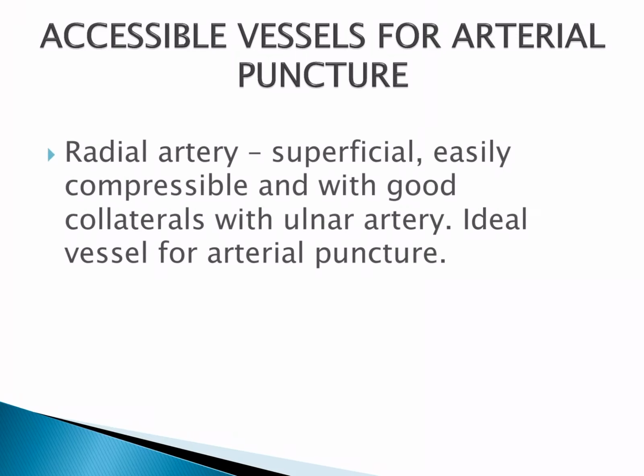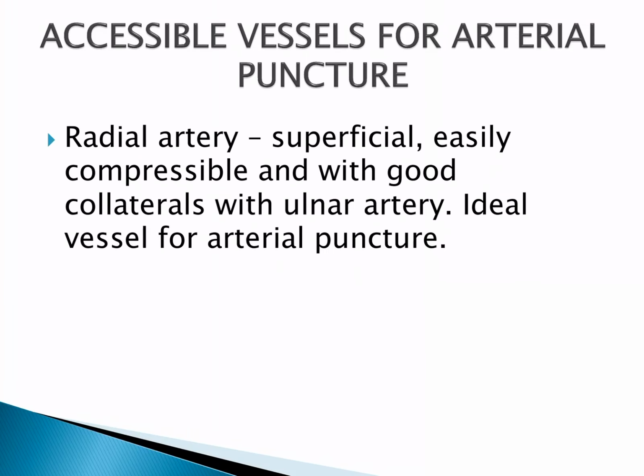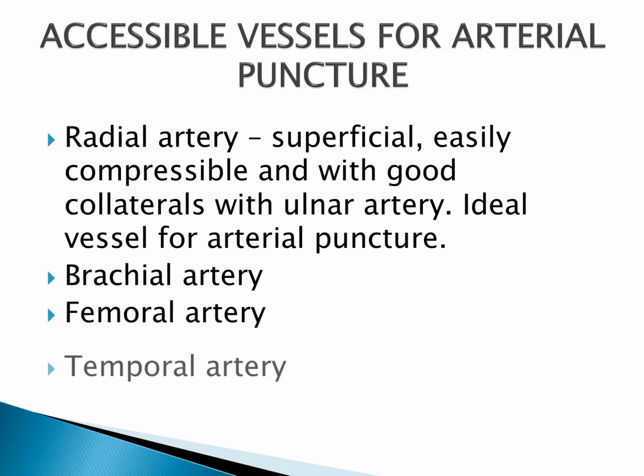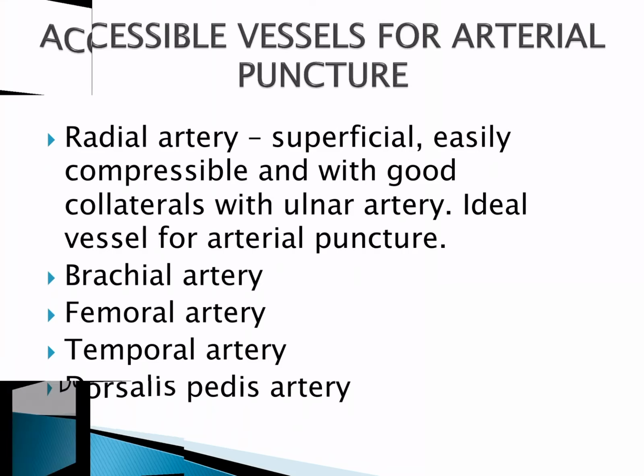So, the accessible vessels for arterial puncture. We have a lot of arterial sites. First, we have your radial artery: superficial, easy, compressible, and with good collaterals with the ulnar artery. It is the ideal vessel for arterial puncture, so it is commonly used when a nurse or a doctor wants to obtain a specimen for arterial blood gas analysis. We also have your brachial artery, femoral artery, temporal artery, and dorsalis pedis artery.